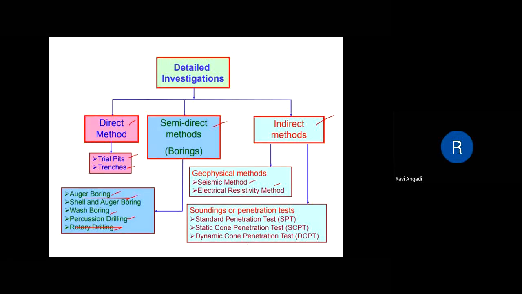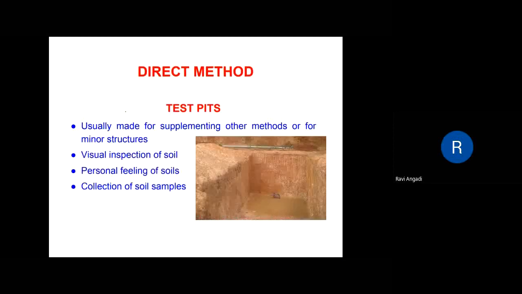A detailed investigation is required for the engineer in charge. So there are the direct method, semi-direct method, and indirect methods. We'll see one by one what the direct methods are and how the exploration can be done through them. Advantages and disadvantages we will also see one by one. Let us start with the first one, the direct method.